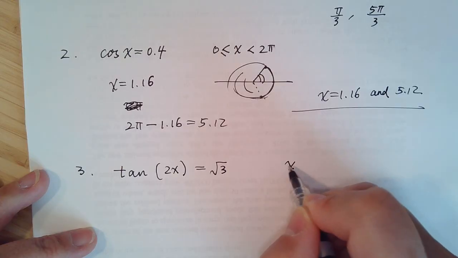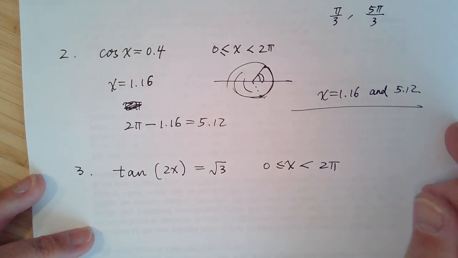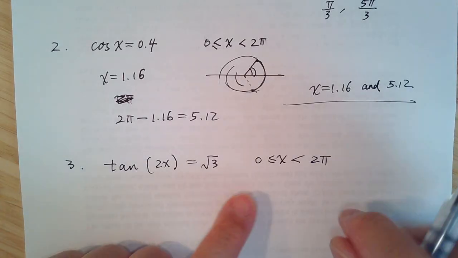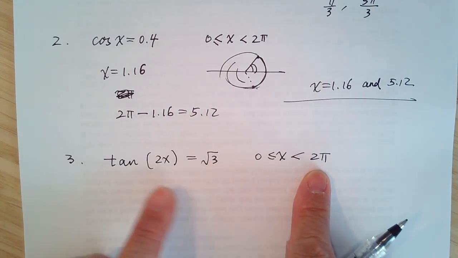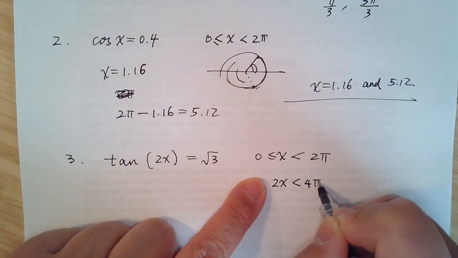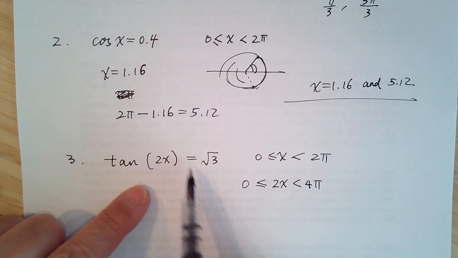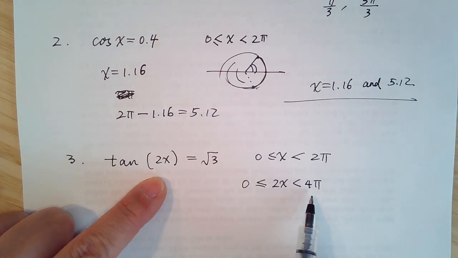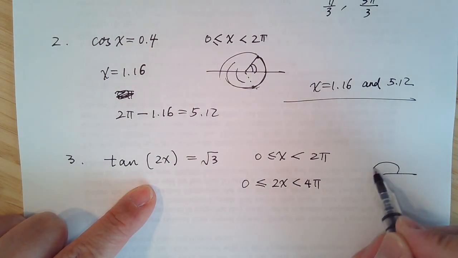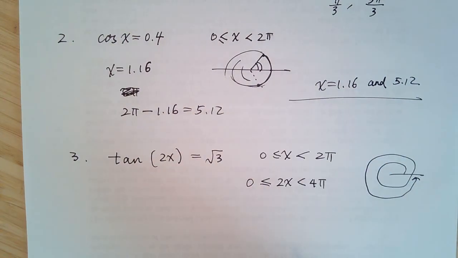Okay, so number 3, solve for tangent 2x equals root 3. And I give you that x has to be between 0 and 2 pi. Always, if you have a question like this, if you have x in this interval, then 2x, we just double that. That means this angle gets to be between 0 and 4 pi, which means we're going to go this much, right? So you have multiple solutions.